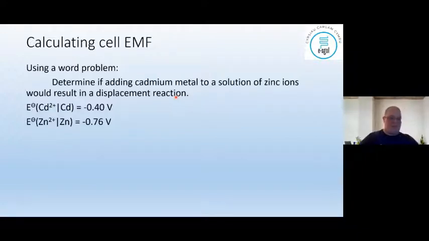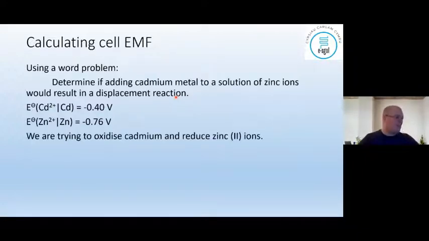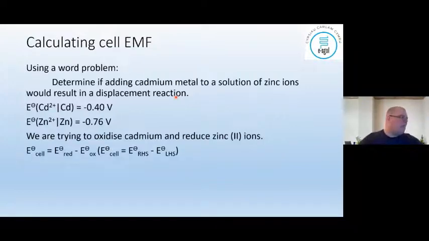Because we're starting with cadmium metal, we must be oxidizing cadmium, because we've been told it's cadmium 2+, and we must be trying to reduce the zinc 2+ ions back down to zinc metal. So if we're trying to oxidize cadmium and reduce zinc 2+, then we have zinc being reduced. So we start with minus 0.76, which is our value here, and then we subtract minus 0.40 from that, because that's what we're trying to oxidize. And that's what we get.